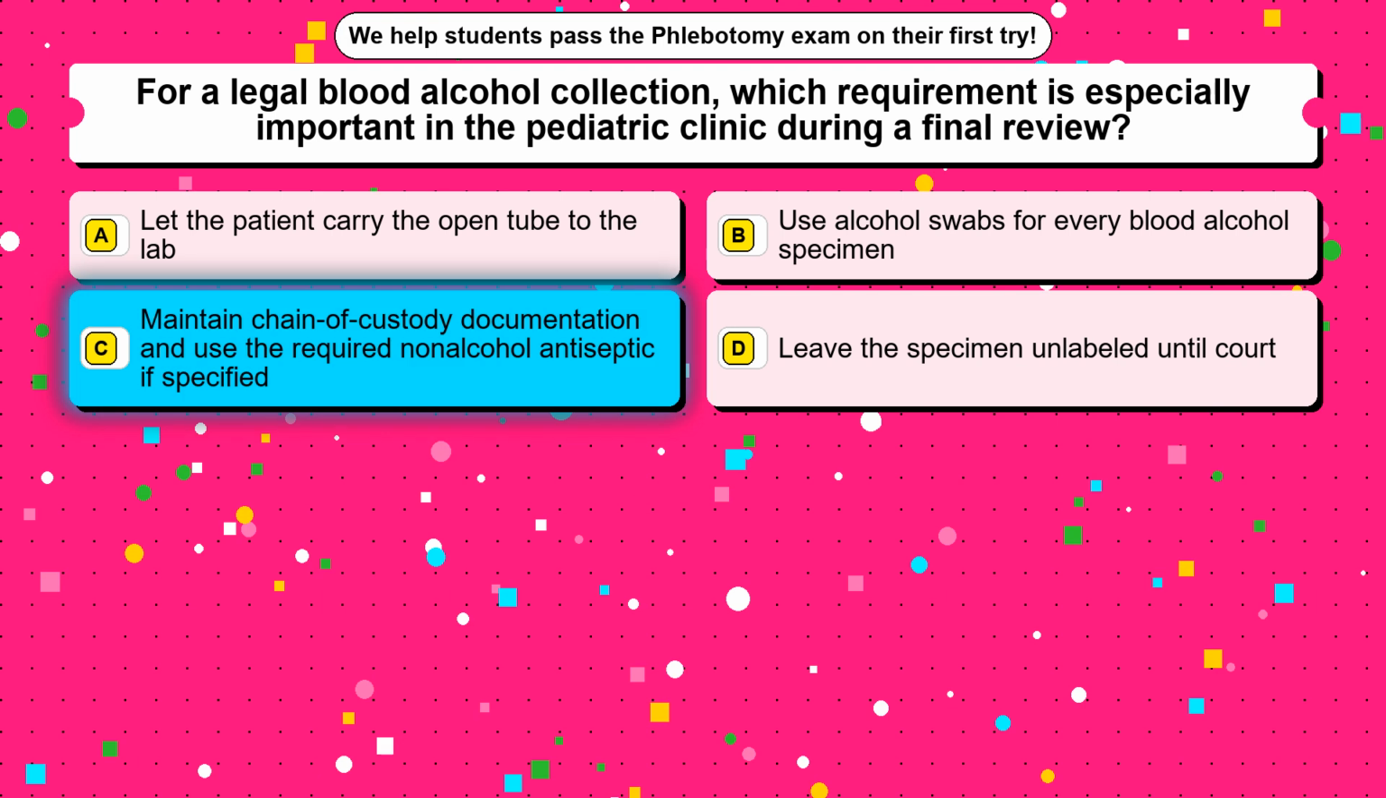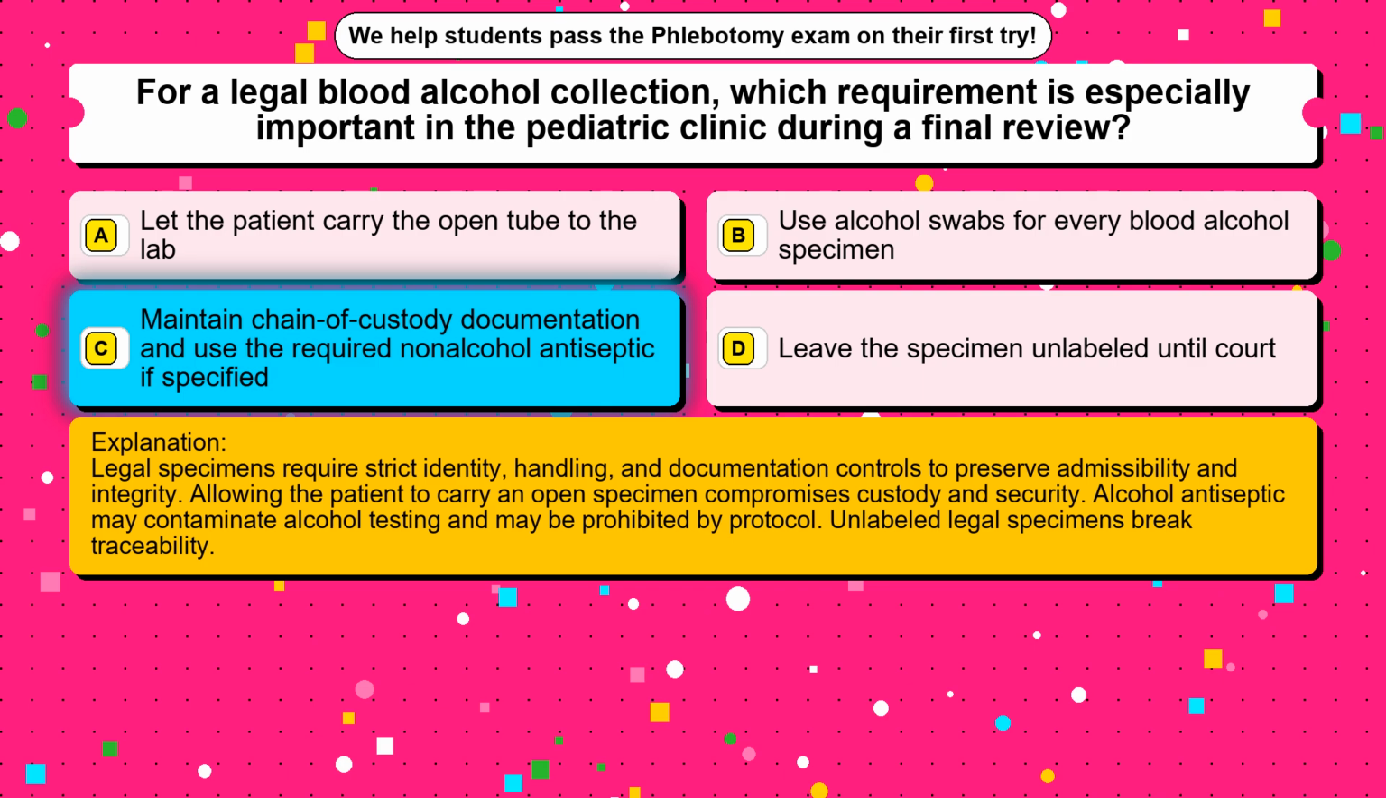The correct answer is option C. Maintain chain of custody documentation and use the required non-alcohol antiseptic if specified. Legal specimens require strict identity, handling, and documentation controls to preserve admissibility and integrity. Allowing the patient to carry an open specimen compromises custody and security. Alcohol antiseptic may contaminate alcohol testing and may be prohibited by protocol. Unlabeled legal specimens break traceability.